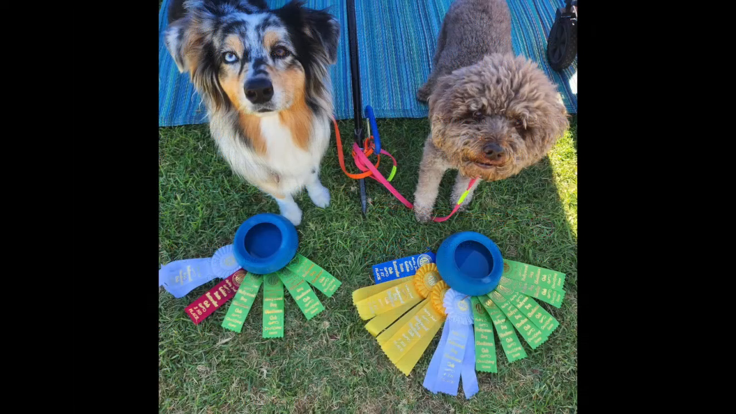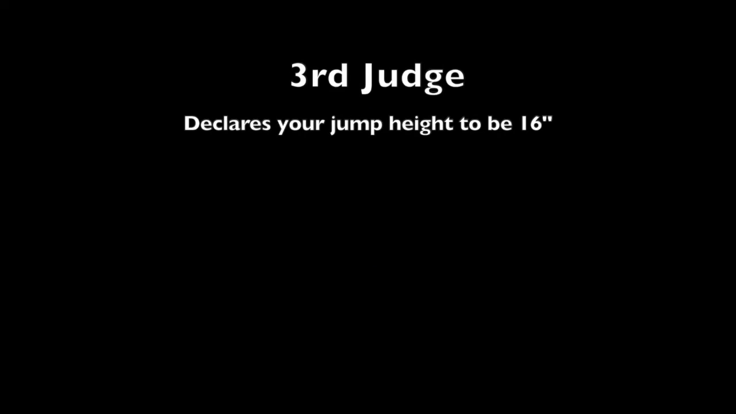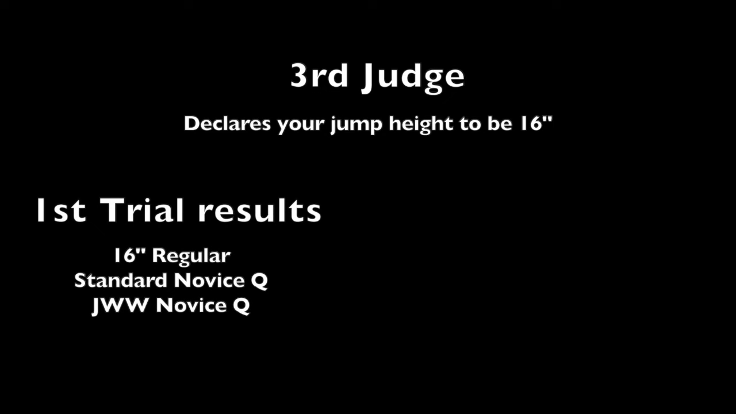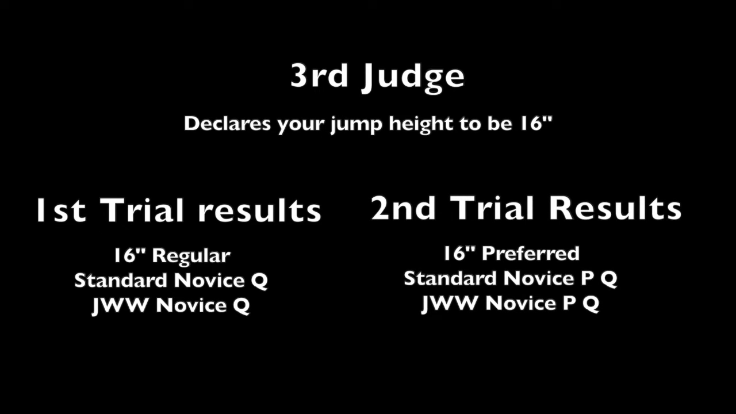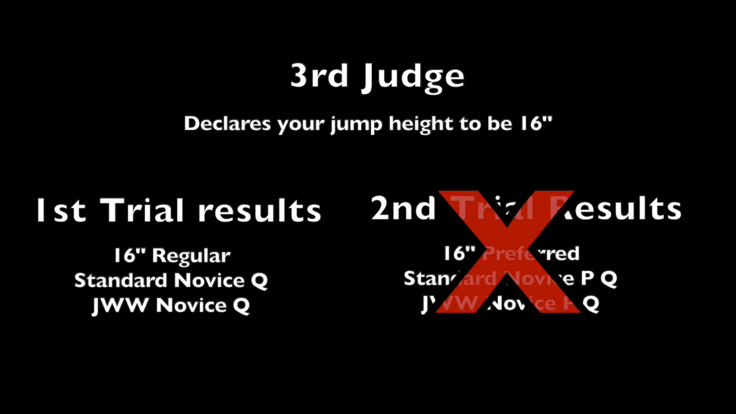Let's say that you qualified in both events. Now you have to wait for your third measurement by a different judge to determine what your official jump height will be. If your third judge declares that your jump height is indeed 16 inches, then the first trial where you qualified at 16 regular will count towards your title at 16 regular. Your 16-inch preferred qualifying scores, however, do not transfer towards your novice title because it's in a different class.